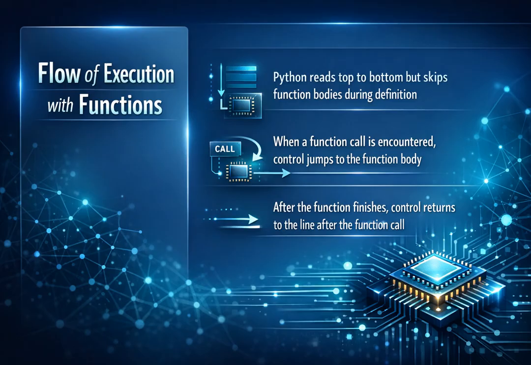The flow of execution changes when functions are involved. When Python hits a function definition, it remembers it but does not run it. When it encounters a function call, control jumps into the function. After the function completes, control returns to the line right after the call.